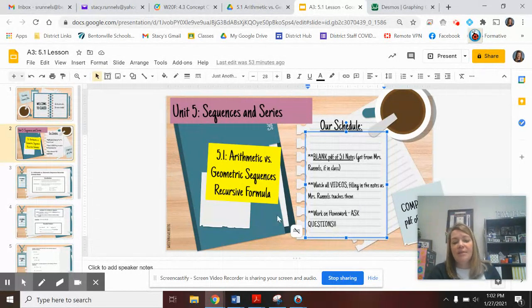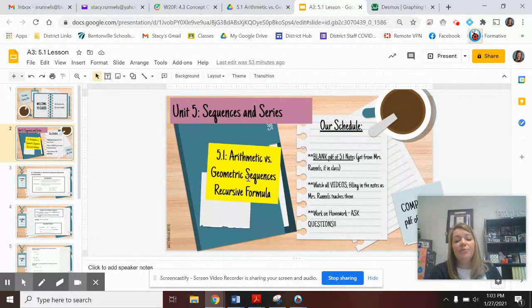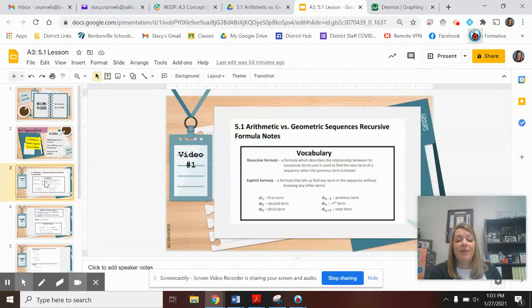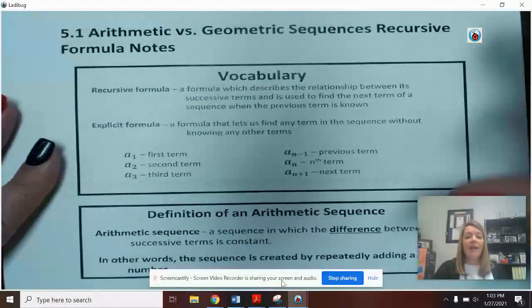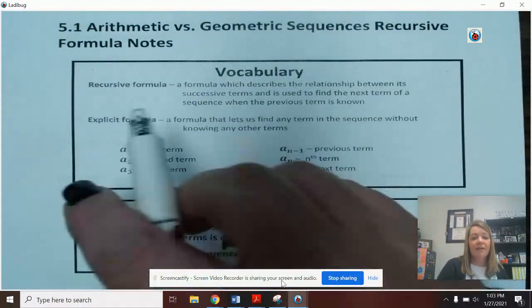So this is going to be the lesson for section 5.1, which is called Arithmetic versus Geometric Sequences. And we're going to talk about the recursive formula. Okay, it starts right here with 5.1, Arithmetic versus Geometric Sequences Recursive Formula, and we just start with some vocabulary. So I'm going to click over here to the ladybug, and we'll talk through this vocabulary.